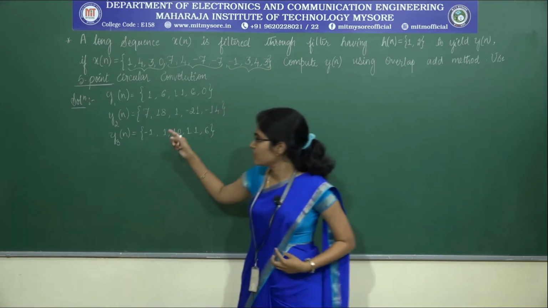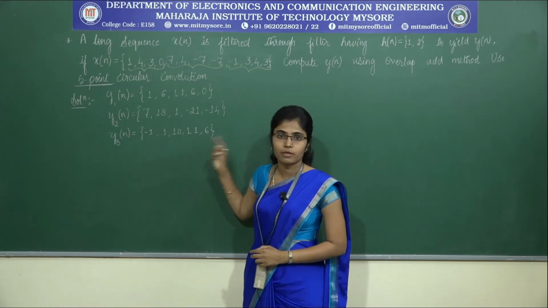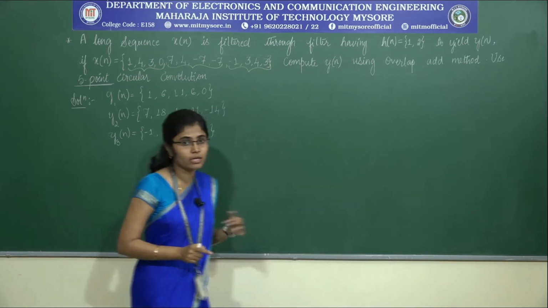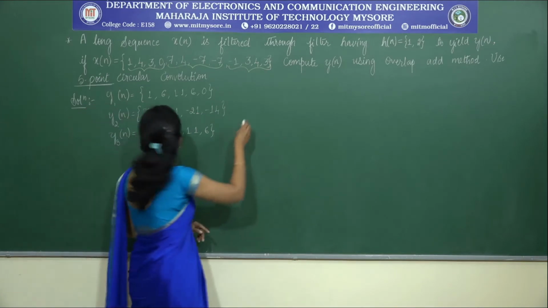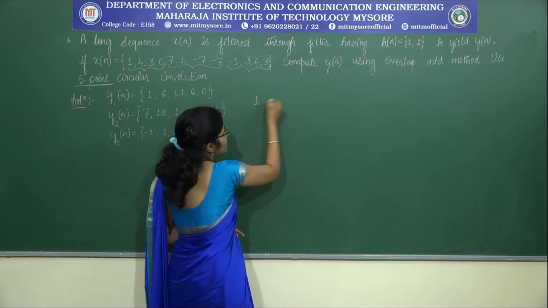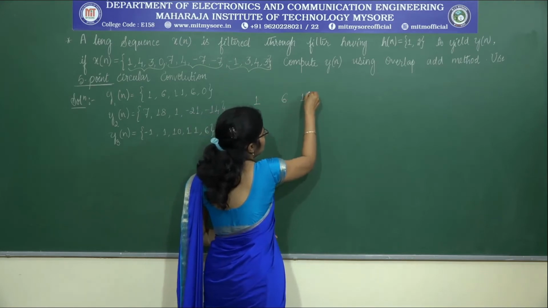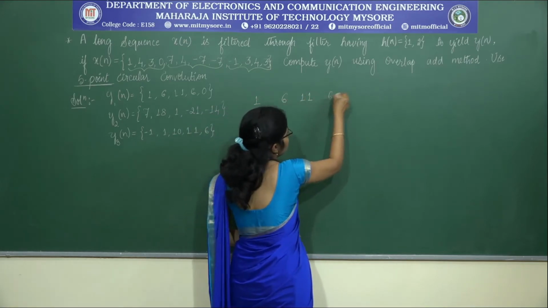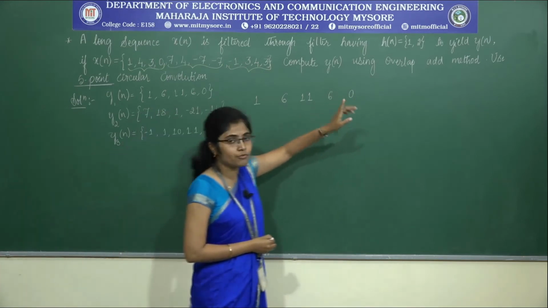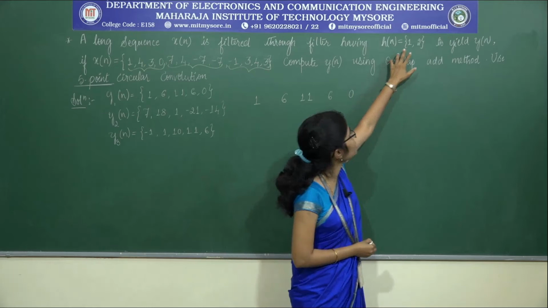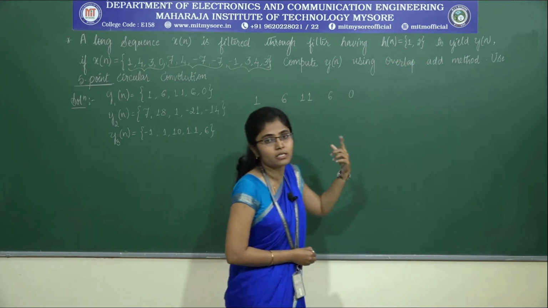I have tabulated the values of y1 of n, y2 of n and y3 of n here. Now what I need to do is start overlapping and adding. So first I will write y1 of n, that is 1, 6, 11, 6 and 0. So what is the value of m? The value of m is nothing but the length of h of n. So it is 2. So 2 minus 1 is 1.